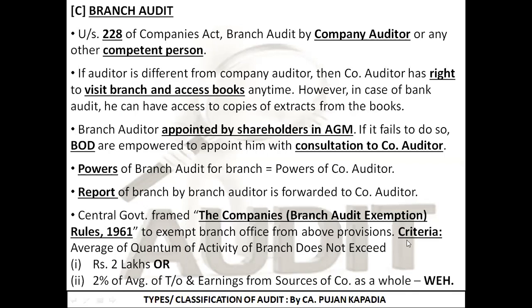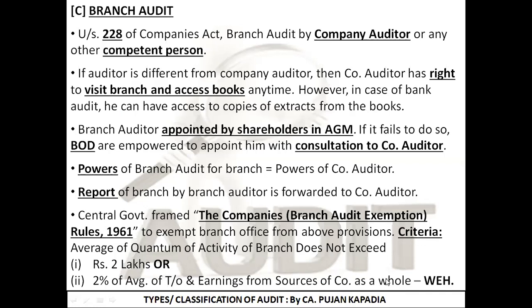When there is a particular criteria, the average quantum of activity of the branch does not exceed, that is, the total business level or the total business turnover of that particular branch should not exceed either rupees 2 lakh, that is, the business of the whole month or the whole year, it should not exceed 2 lakh, or 2% of the average of turnover and earnings from the sources of the company as a whole. In short, what you are supposed to remember is 2 lakh rupees or 2% of the average turnover and earnings of the particular company as a whole.